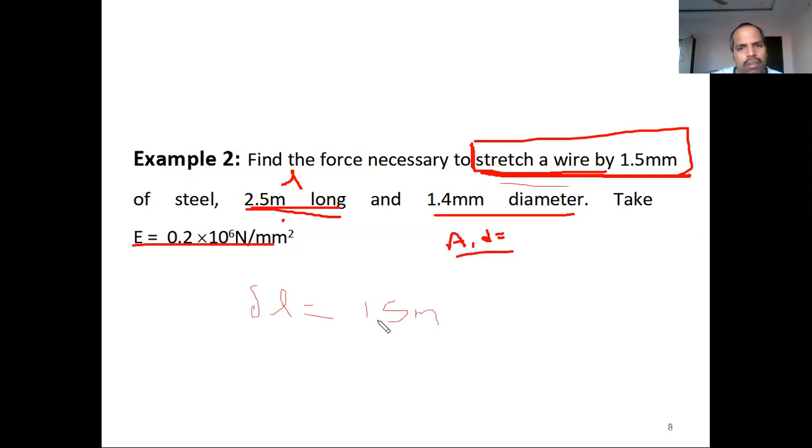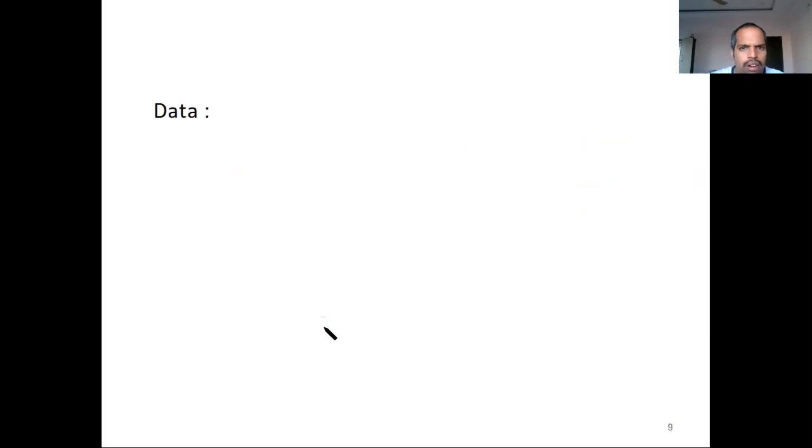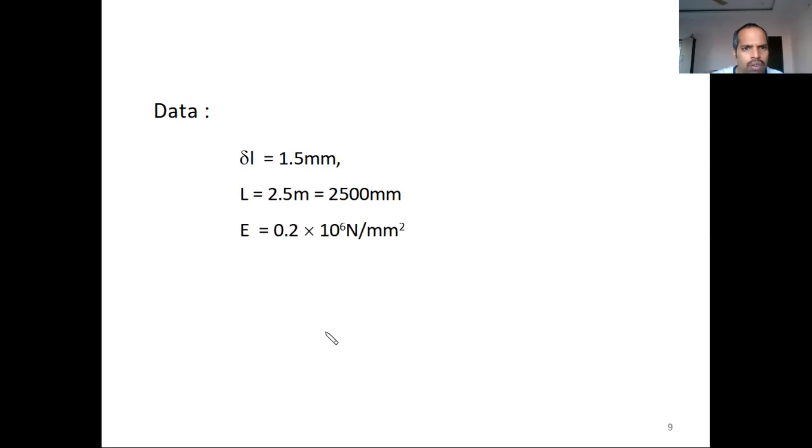That's all. So the remaining is very simple to understand. Only this you have to understand: stretch of a wire by 1.5 mm. Now let us see. Delta L is equal to 1.5 mm, L is equal to 2.5 meters, and Young's modulus is given.